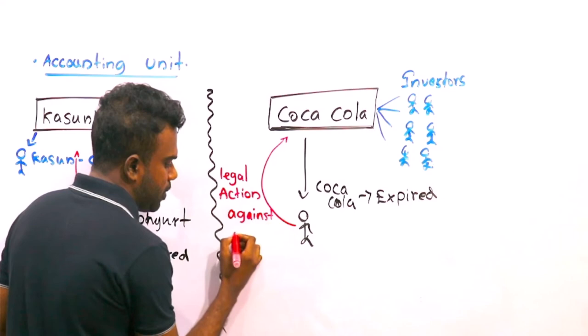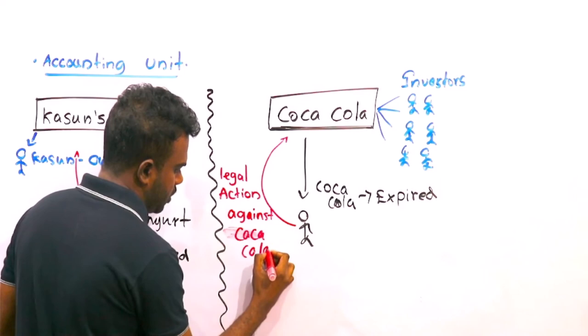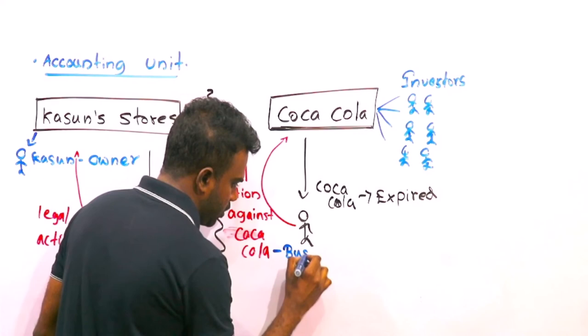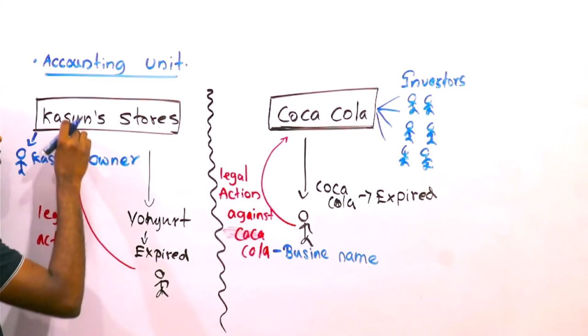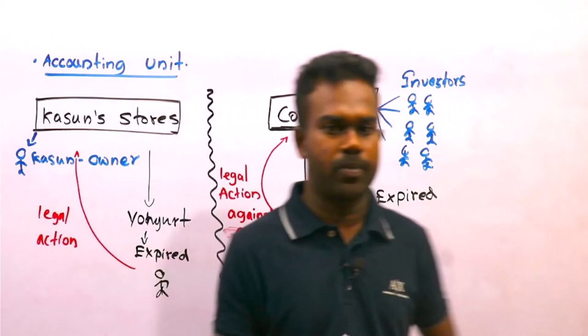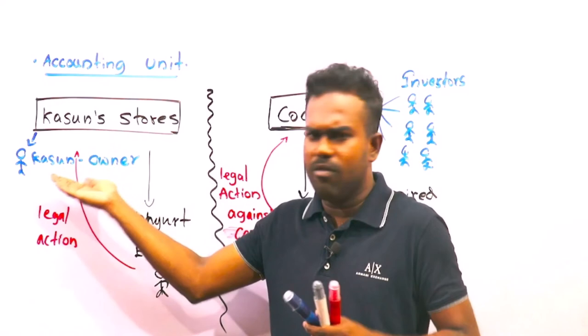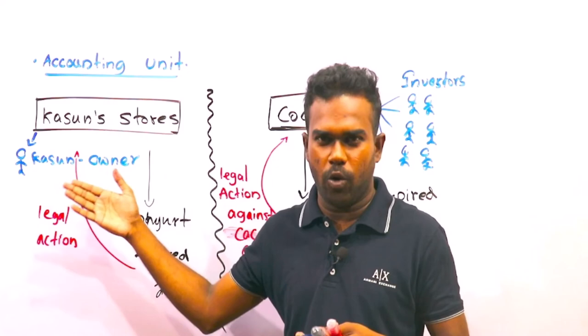We can take legal action against the business name, against the Coca-Cola company. That means the business name, the business brand. But can you tell me, in this scenario where there is only one owner, can we take legal action against the business, Cousin Stores, or the owner's name? There is only one owner, and we can easily identify the owner. If there's only one owner, we can't take action against the business name. We have to take legal action against the owner.